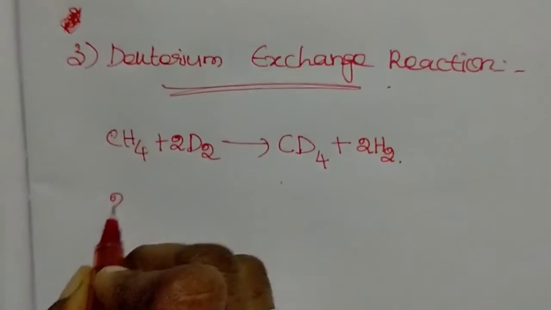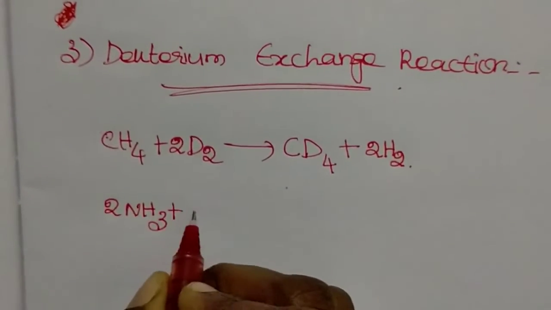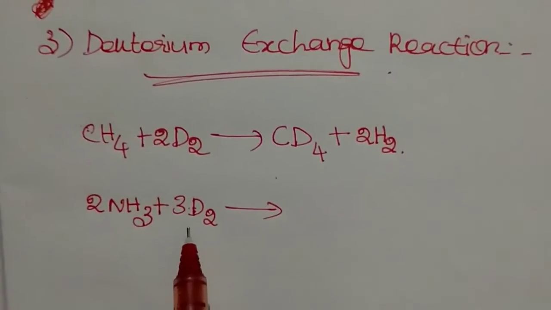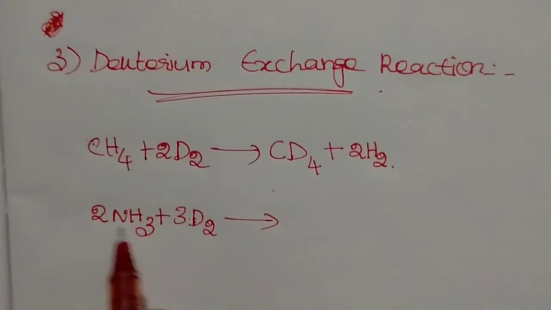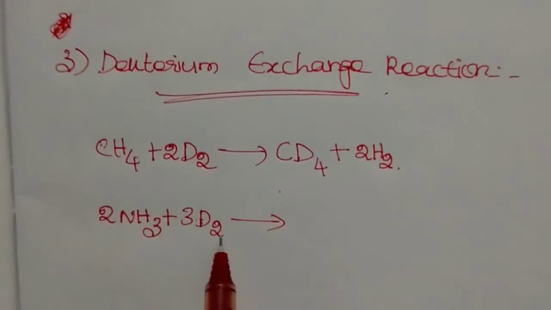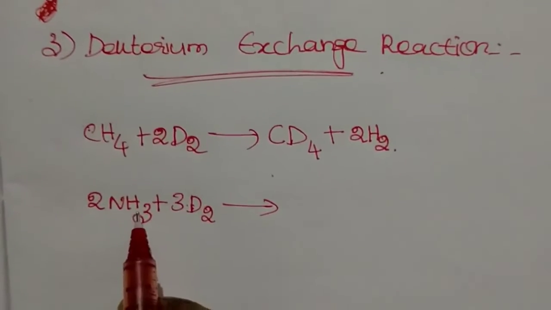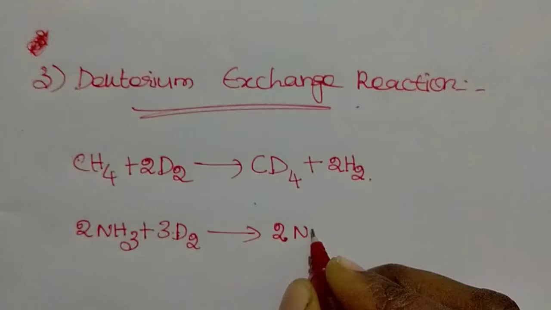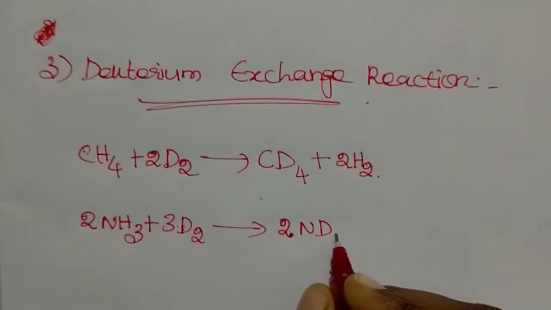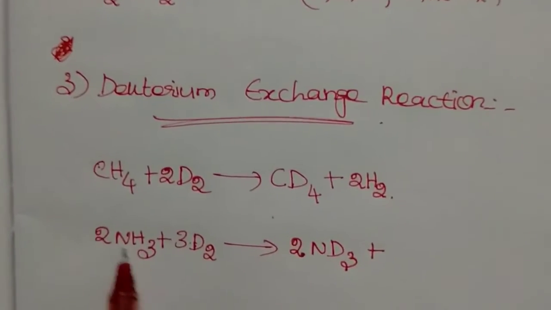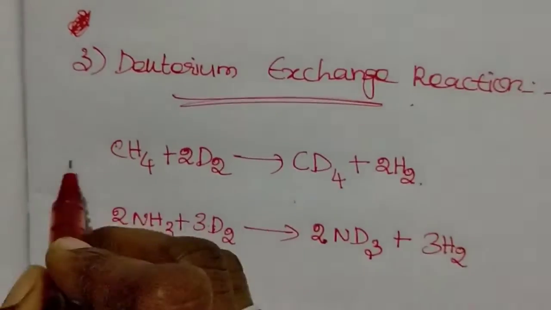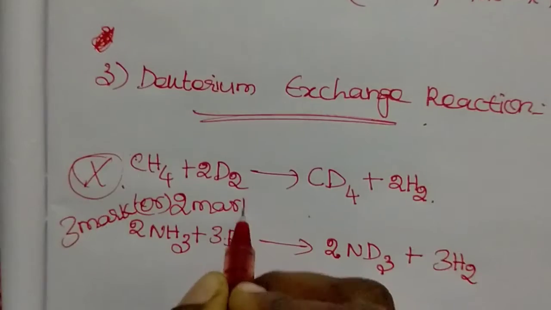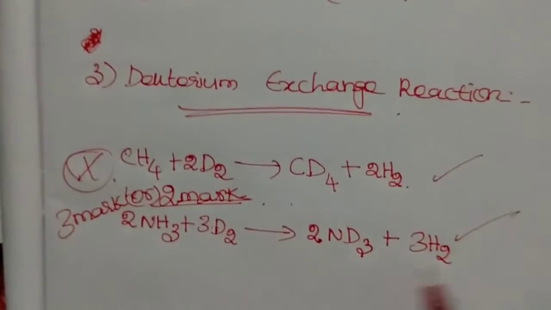The next example: 2 moles of ammonia is combined with 3 moles of deuterium molecule. In the exchange reaction, deuterium removes these 6 hydrogens, totally 3 into 2, 6 hydrogens. Here you have 6 deuteriums, so these 6 deuteriums are exchanged with the 6 hydrogens. What are the resultants? 2ND3, where the hydrogens are replaced by D, plus the 6 hydrogens removed, so 3H2. This is one of the important questions, 3 marks, or they may ask for 2 marks also. So with the example and the theory, you should write this.